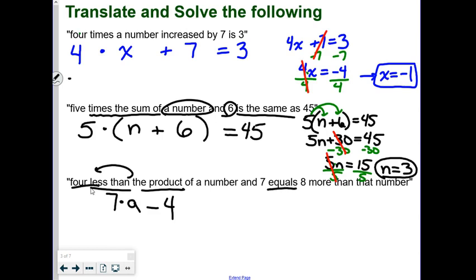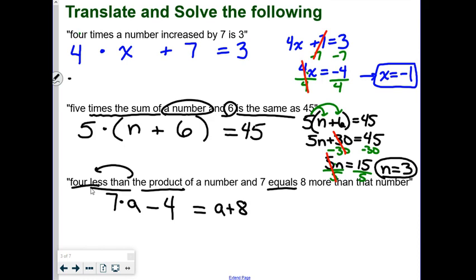And that equals, all right? That's pretty straightforward. Equals 8 more than that number. And again, okay, so more than in this case is addition. Again, it doesn't matter which order you write them. You could write 8 plus the number, which that number we're reusing, so we have to use A again. So 8 plus A or A plus 8. I think I'm going to do A plus 8.